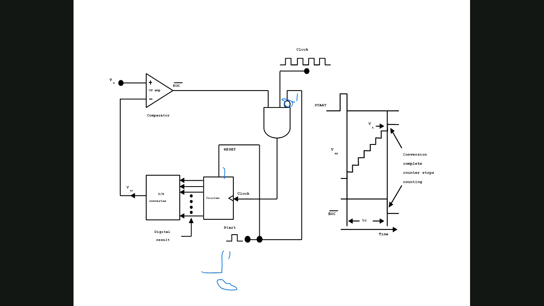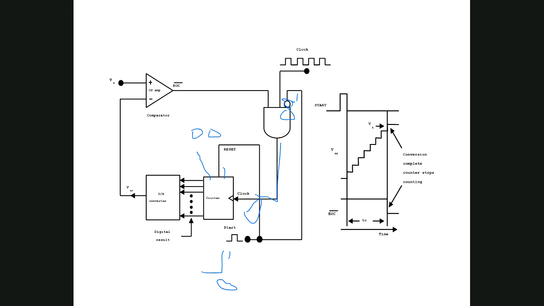We know that. But when this one comes here, we know the inverter has a bubble, so here the output will be zero, right? And we know that if any AND gate input is zero, the output is always zero. So you will have nothing but zero here, right? Will any clock go? No. And initially the counter is all zeros.